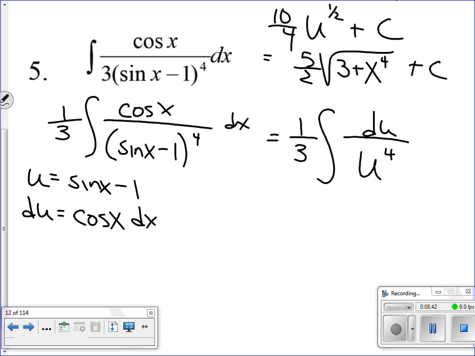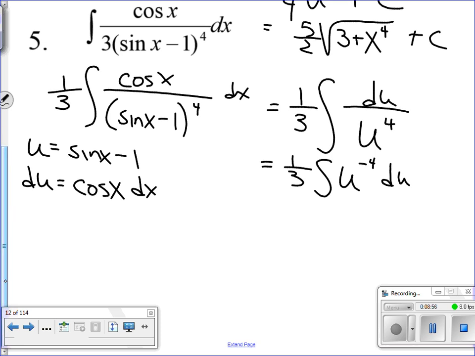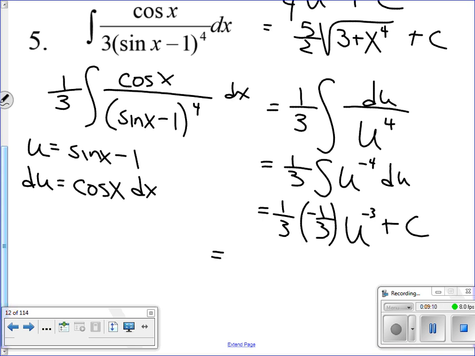So again, we wound up with du over a power of u that was not 1. So we need to first bring it up with a negative exponent. So we're integrating u to the negative 4th du. Now you can apply the power rule. You're going to add 1 to the old exponent. Negative 4 plus 1 is negative 3. So you need to multiply by a negative 1/3. So we have negative 1/9 u to the negative 3 plus c.